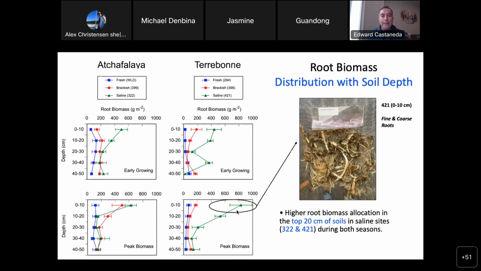Some of the data that you can plot: here we had changes in biomass with seasonality between the early growing season and peak biomass season, and also the distribution with depth. What we found basically is that in the peak biomass, we had the highest allocation increases, but it's higher in the top 20 centimeters of soil. And that was more conspicuous in the saline sites in both basins, 322 in the Atchafalaya, 421 in Terrebonne Basin.